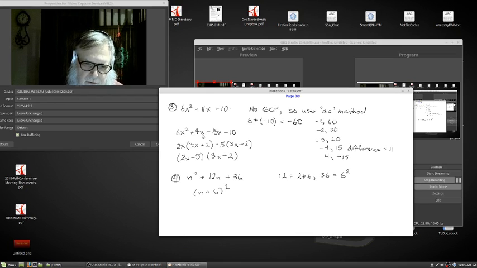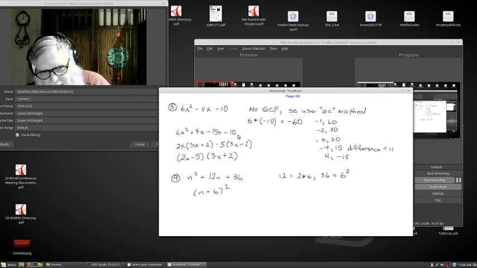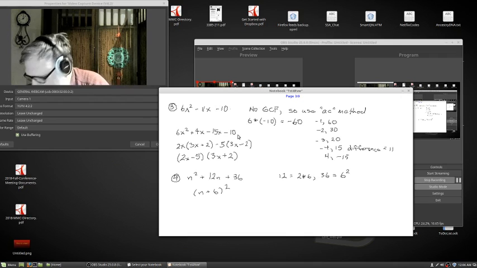So we grouped the first two here. They're both divisible by 2x, so we factor that out. And we get 2x times 3x plus 2. In the next pair, negative 15 and negative 10 are both divisible by negative 5, so we factor it out. We get negative 5 times 3x minus 2. Oh, pardon me, that should be a plus 2. Getting sloppy in my old age, sorry about that.